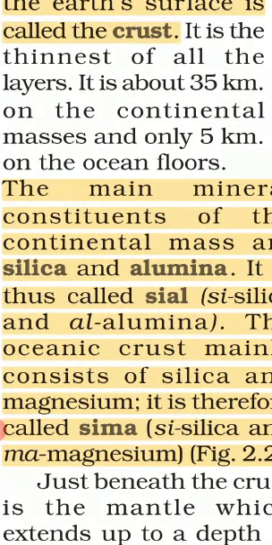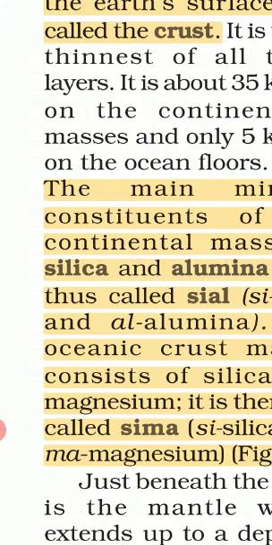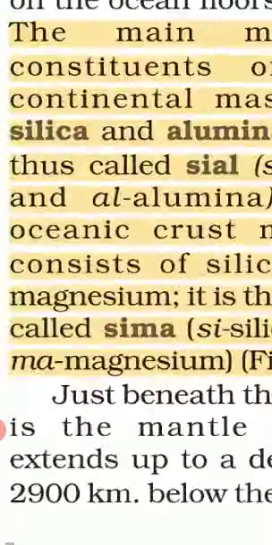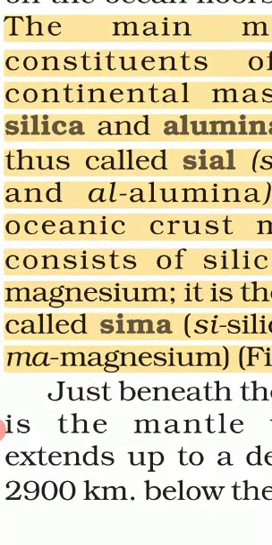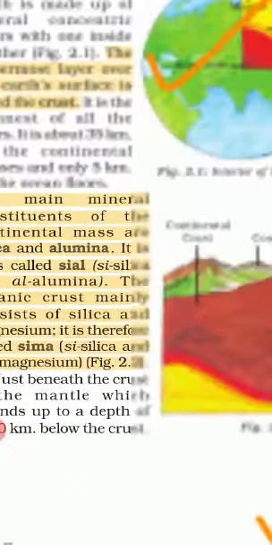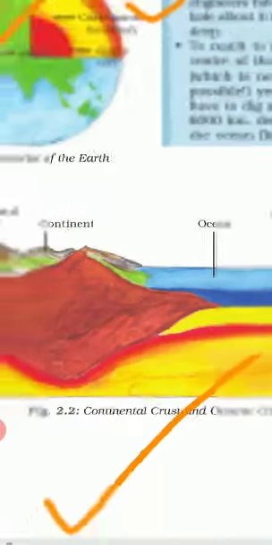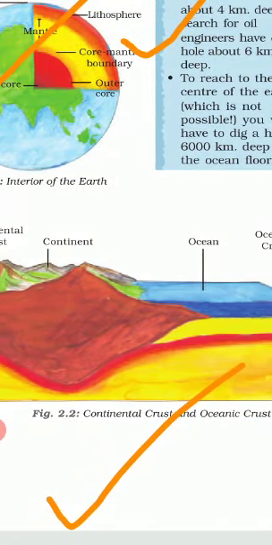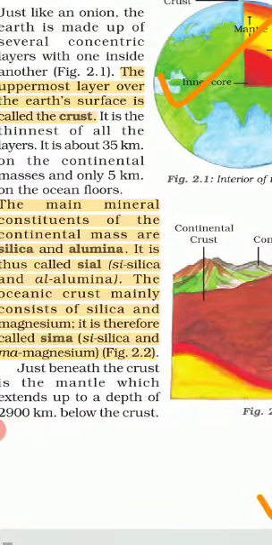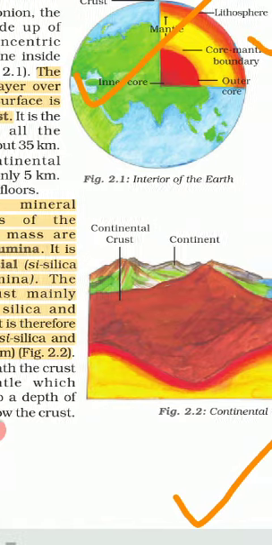The main mineral constituents of the continental mass are silica and alumina, that is SiAl. You can call it Cl or Cl, it's up to you. And the main mineral constituents of the oceanic crust are silica and magnesium, that is SiMa. So the first 2 letters, Si is silica and Ma is magnesium. This is the diagram of continental crust and oceanic crust. The oceanic crust is denser than the continental crust.